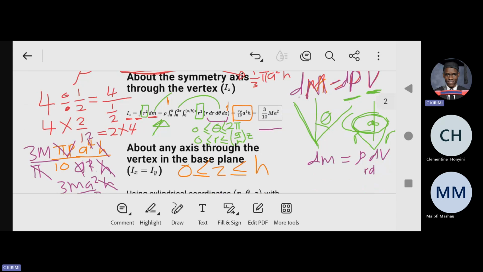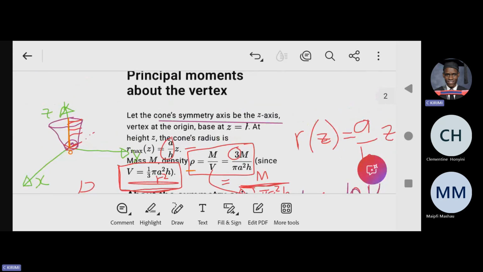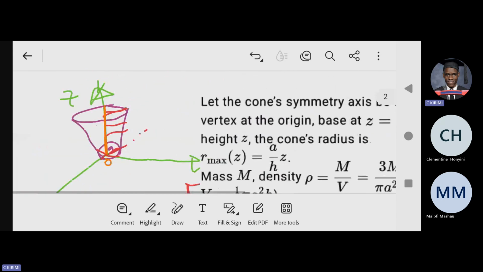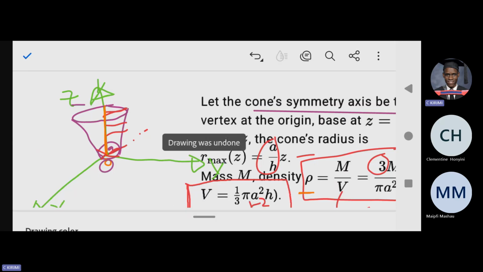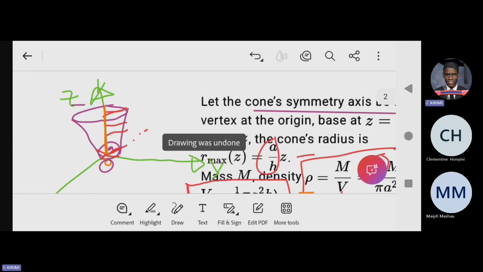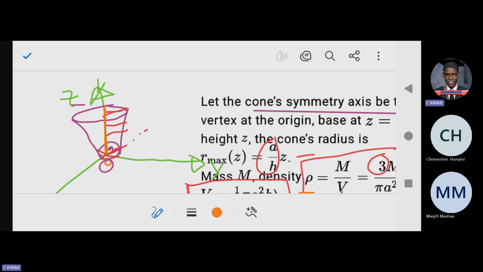I'm saying z is ranging from 0. This is the z-axis which I labeled. It's ranging from 0. You can't say from 0 to h, from 0 to z. No, z is ranging from 0 to any height h, which I labeled in orange that time. I put it in orange to say z is starting from any point at the vertex, from 0 up to any height which is represented by h.